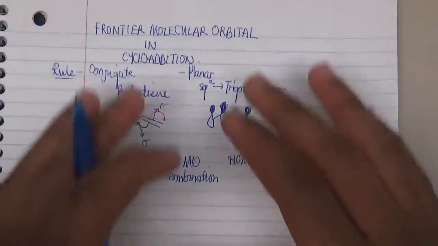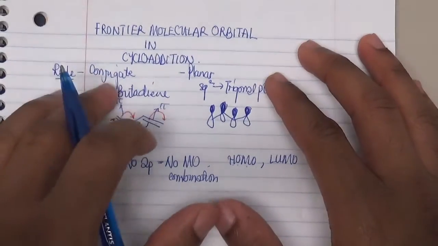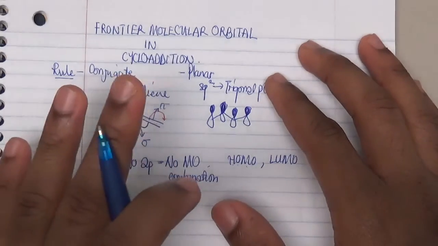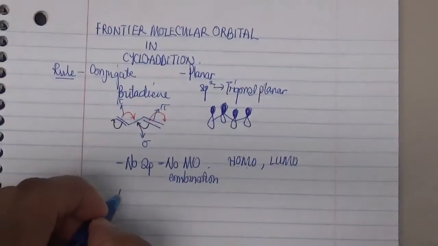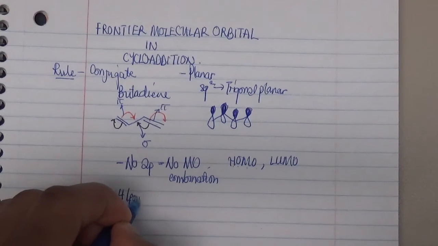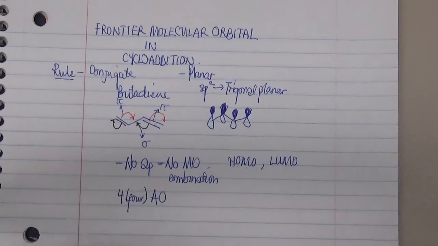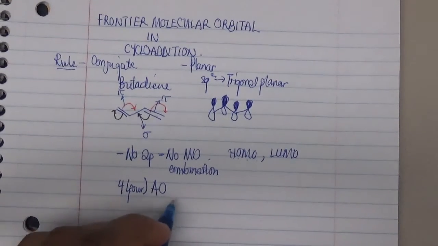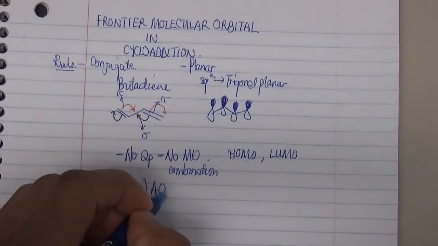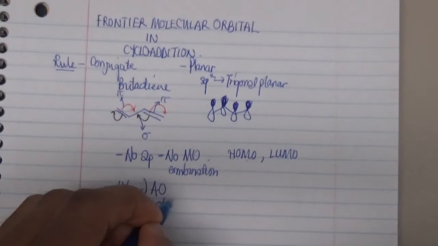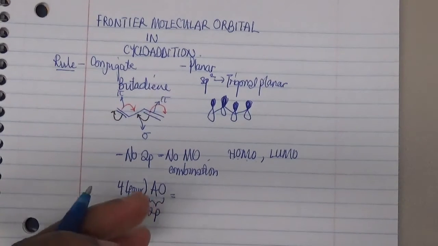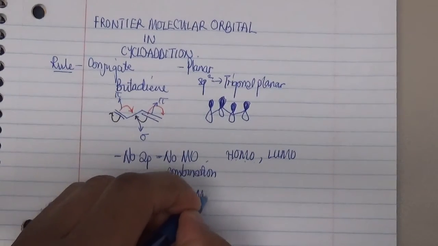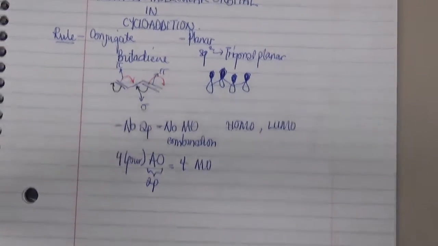Now, let's look at this particular molecule, butadiene. Butadiene has 4 2p orbitals, right? And those 4 2p orbitals are the 4 atomic orbitals present in this molecule. These 4 atomic orbitals, which are 2p orbitals, will generate 4 molecular orbital combinations, and these 4 molecular orbital combinations include the following.